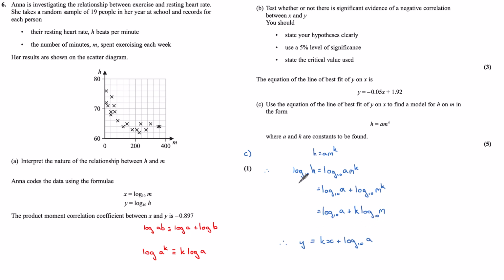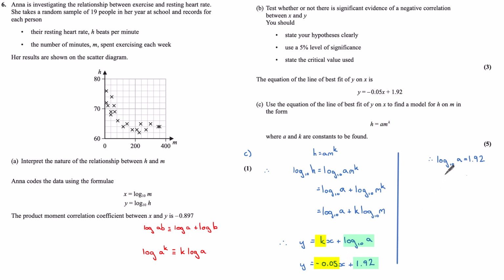Now we know log base 10 of h Anna has used to code y, and log base 10 of m is x. So we have written out h is equal to a m to the power k in terms of the x and y that Anna has used for the coding. And if we bring down our equation of the line of best fit, y is equal to negative 0.05x plus 1.92, we can now, looking at these equations side by side, equate the coefficients.